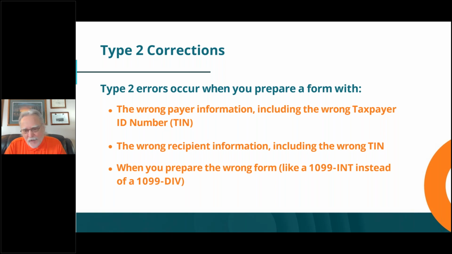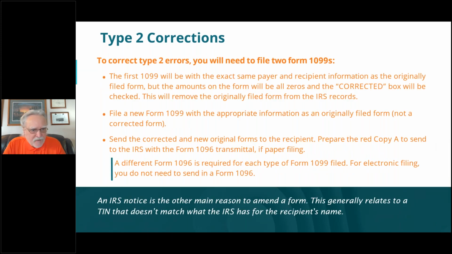And if you accidentally sent the wrong form, you sent a 1099 interest document instead of a dividend document, you need to make sure you're sending the correct form. If you don't, that's a type 2 error. With type 2 errors, it's a little bit different. You'll have to file two 1099s. The first 1099 will have the exact same payer and recipient information as the original one that you sent that has the error in it, but you'll put all zeros in it.